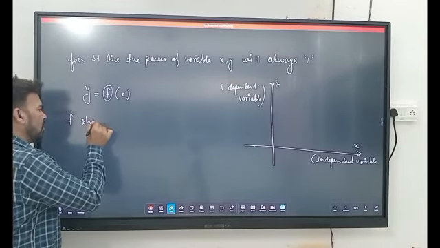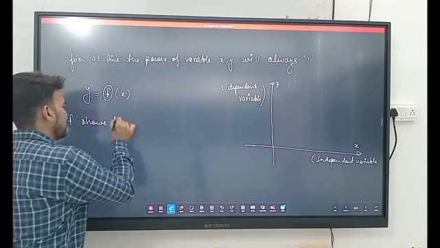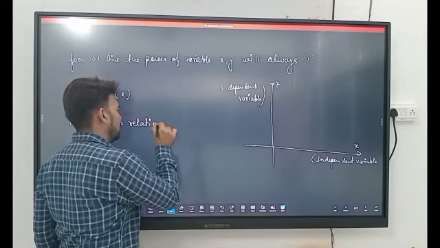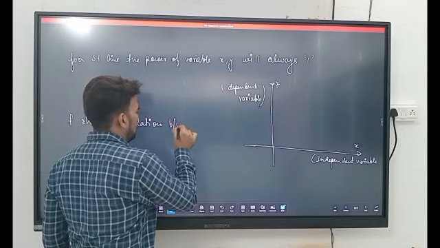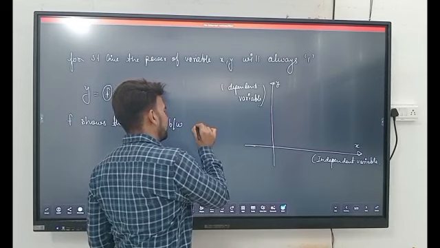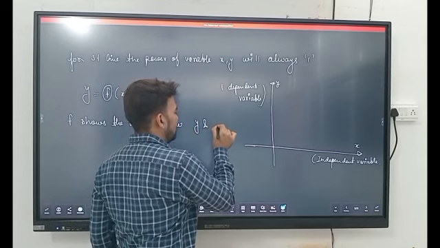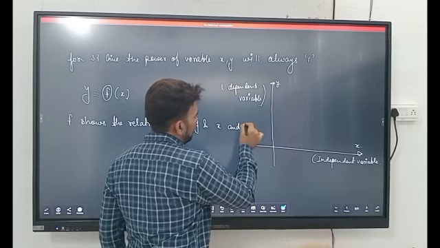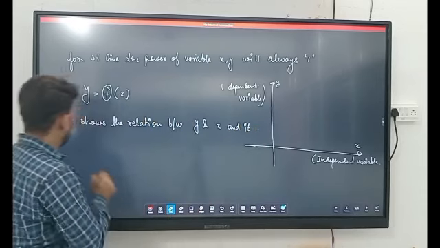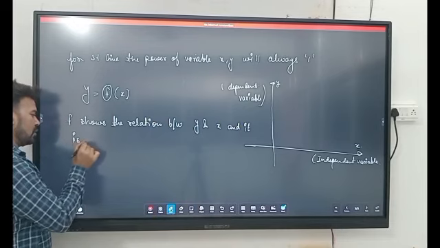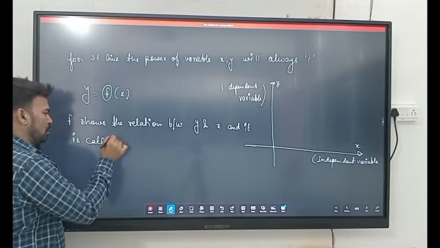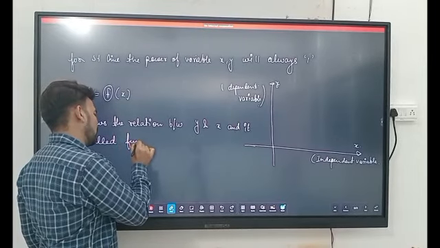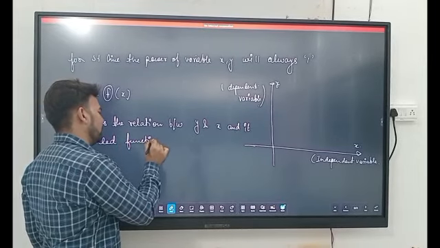f shows the relation between y and x, and it is called a function. It is called what? Function.